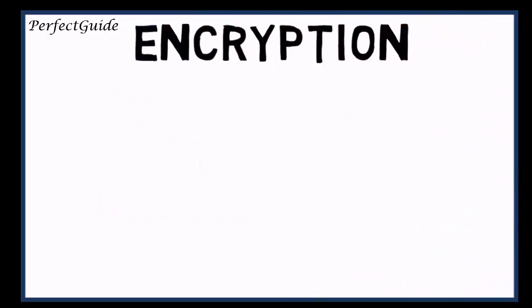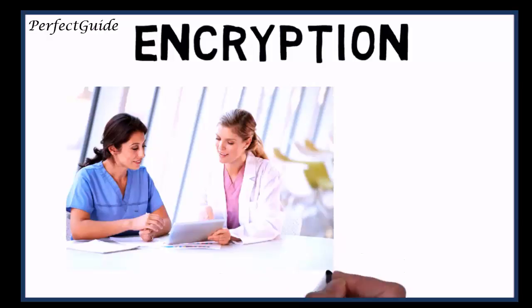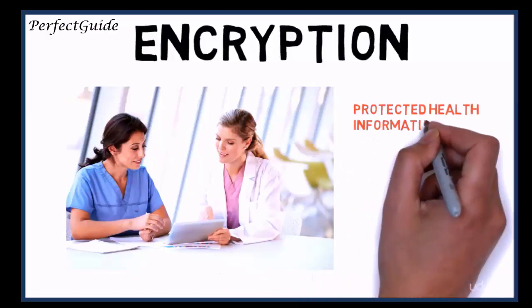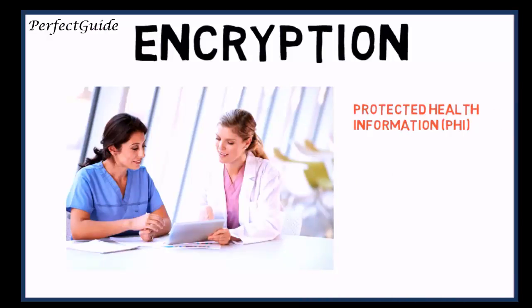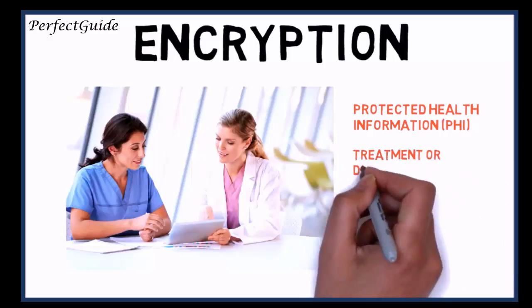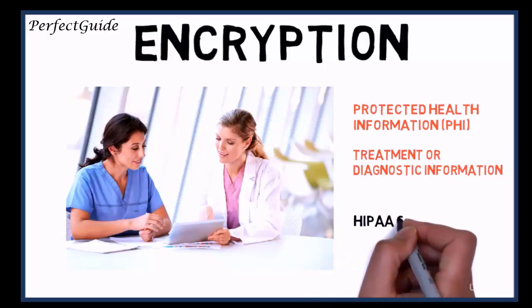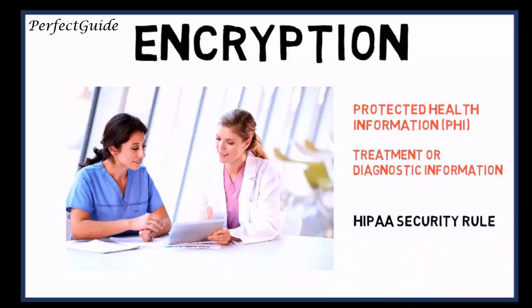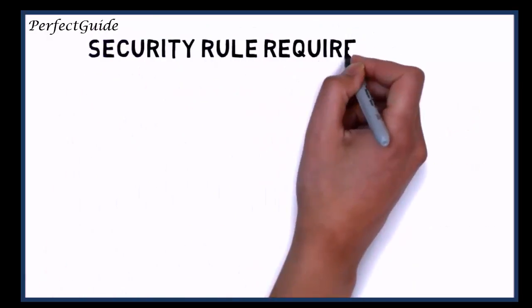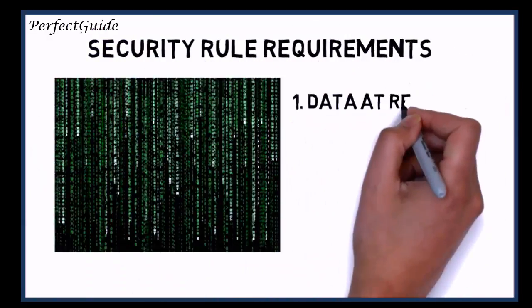Encryption of data is vital for healthcare organizations. Federal law safeguards protected health information, called PHI, which consists of treatment or diagnostic information that can be tied to a specific patient. HIPAA calls for encrypting PHI both at rest and in transmission in two requirements of the HIPAA security rule. The first security rule requirement concerns data at rest.